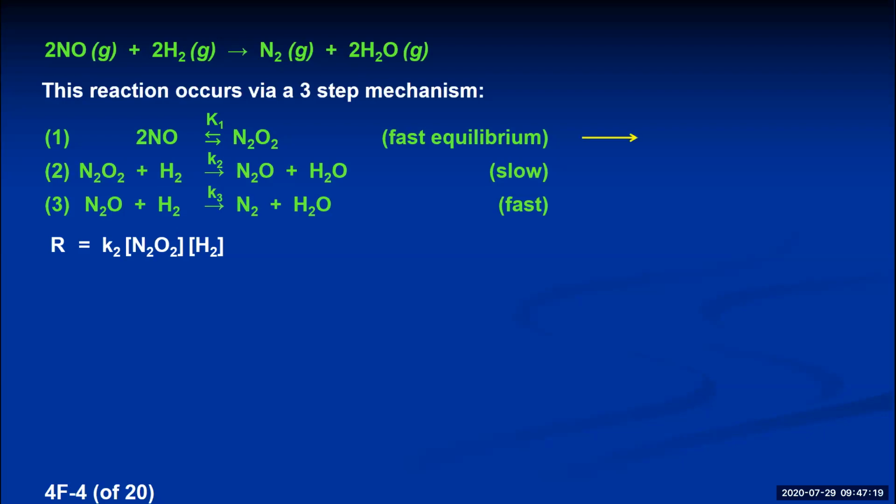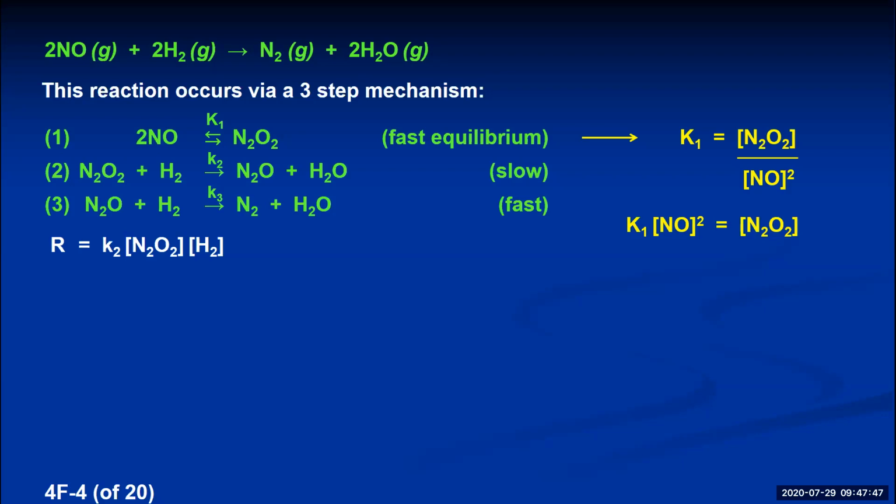So for that first step, which is a fast equilibrium, I can say the concentration of N2O2 divided by the concentration of NO squared equals the equilibrium constant K1. This will be the equilibrium constant expression for that first step. It has the reaction intermediate in it, the N2O2. So I'm going to solve this for N2O2. And N2O2 will equal K1 multiplied by NO quantity squared.